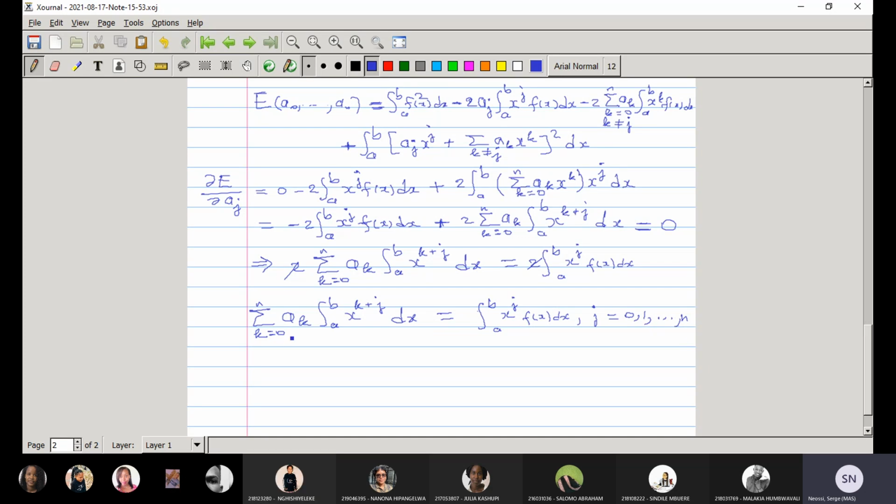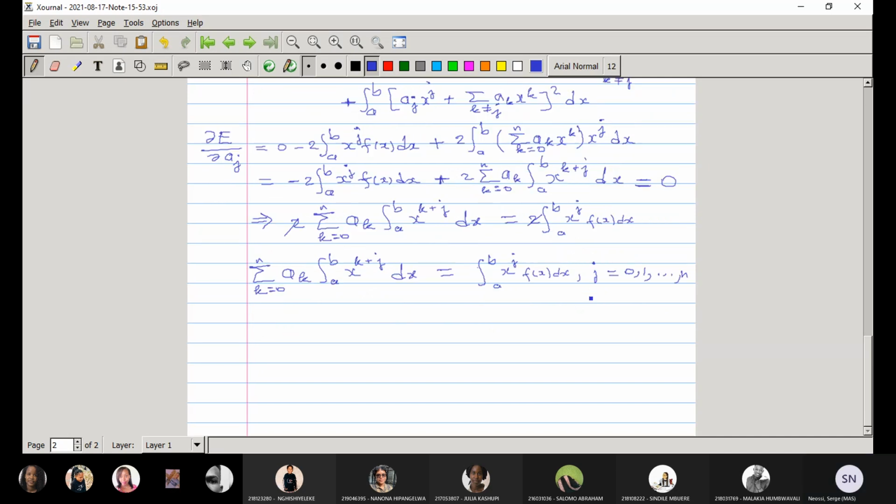And how many unknowns do we have here? How many a_k do we have here? n plus 1. So you see that it gives us a linear system of n equations in n unknowns. And if you look properly, this is a function of what? This is a function of j. This one depends on j. So I can call this entire expression... okay, this is my unknown.